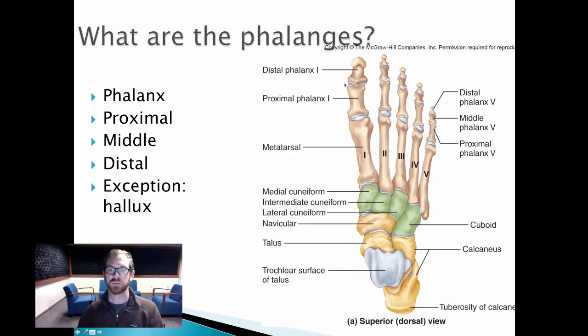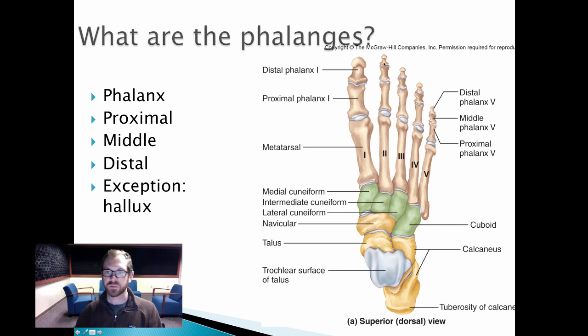And now we have our phalanges. And just like we did in our hands, we number them from medial to lateral. So this is 1, 2, 3, 4, 5. Now in our thumb, we call this the pollex. For our big toe, we call this the hallux. It has a different name here. Big toe is called your hallux.